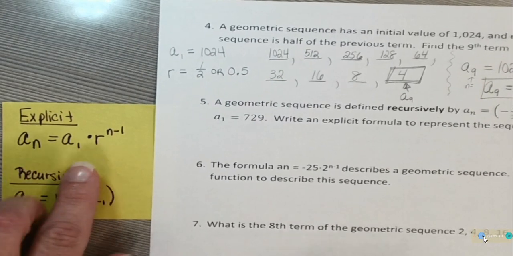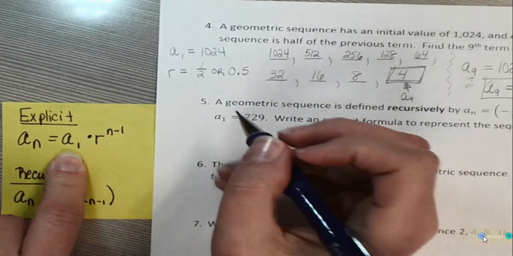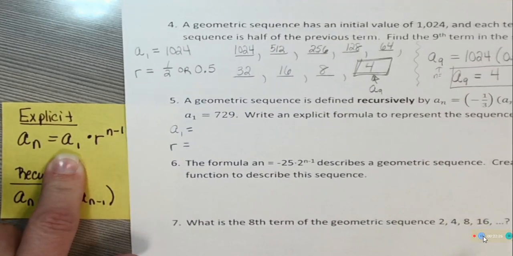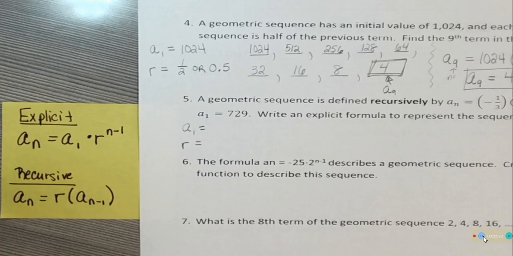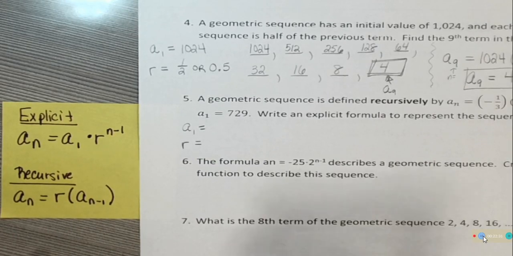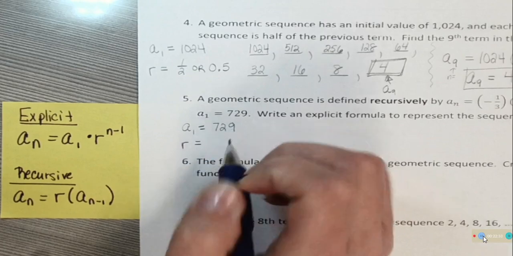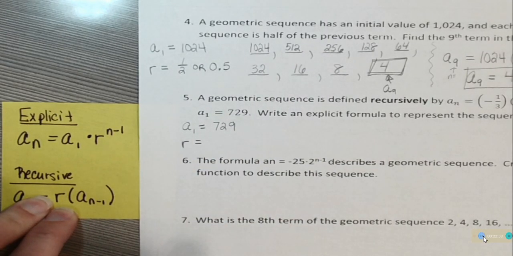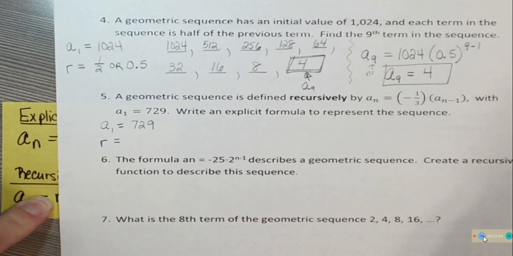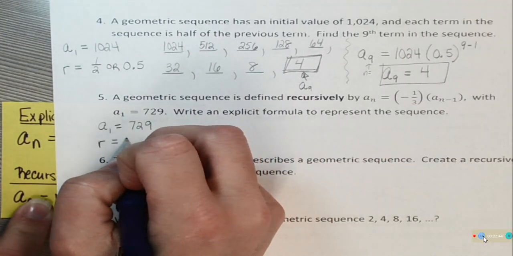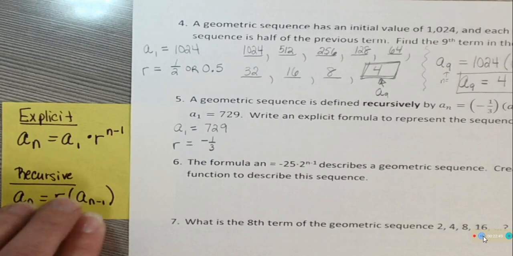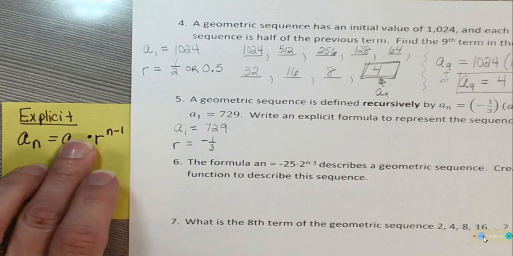What 2 things am I going to need to write the explicit rule? I'm going to need A1 and I'm going to need R. Well, what does this tell you A1 is? 729. In the recursive sequence, the number that you're multiplying by, so that's your previous term, that's your R. What are you multiplying by over here? Negative 1/3. That is your R. So now that you know those 2 things, what are you going to do with those 2 things?